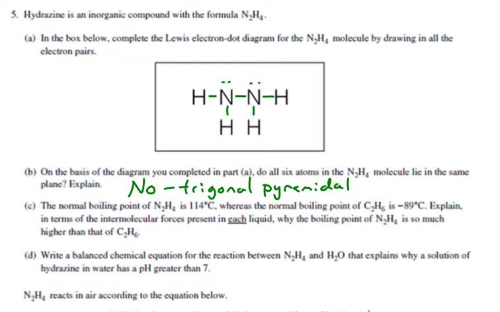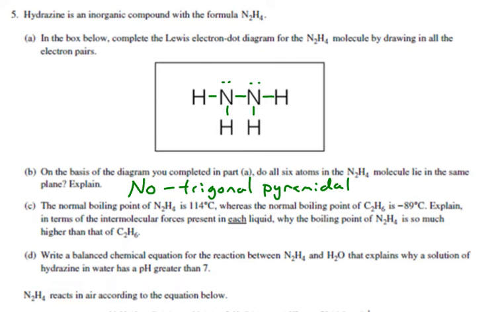So no, it's trigonal planar, so I'll read you exactly what it says, though. It says no, they do not. The molecular geometry surrounding both nitrogen atoms is trigonal planar, therefore the molecule as a whole does not have all atoms in the same plane.